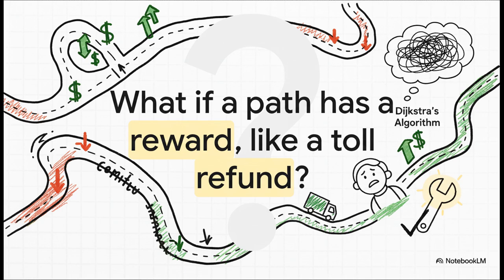But hang on, what if you could have a negative cost? Imagine a delivery route where taking a certain toll road actually gives you a fuel rebate. That's basically a negative cost, right? Dijkstra's algorithm would get totally confused by that. But don't worry, we've got another tool in our toolkit for exactly this scenario.